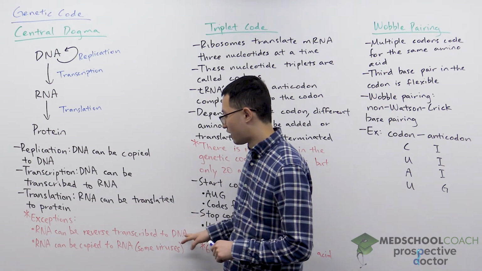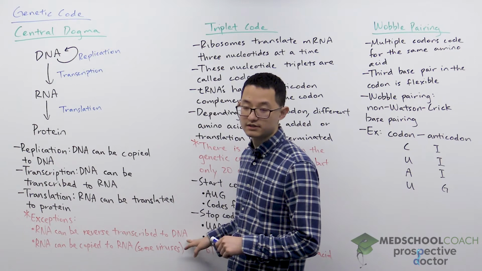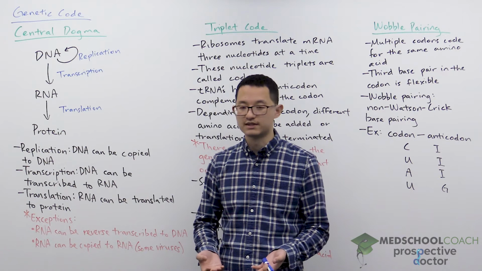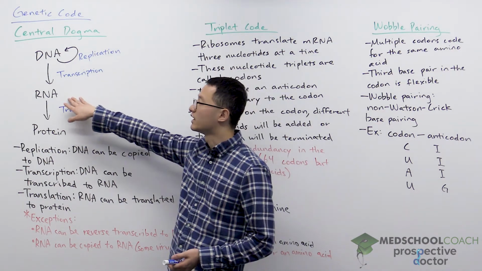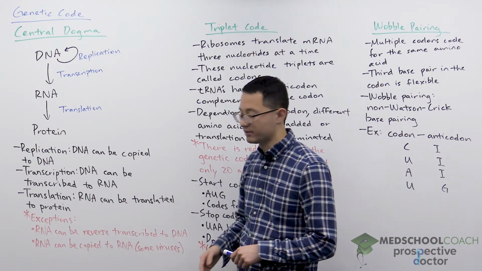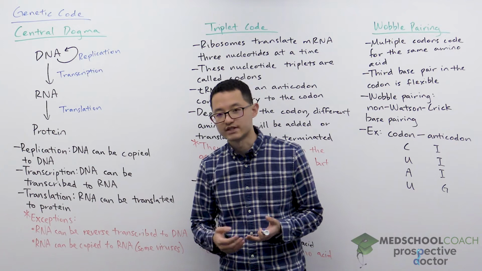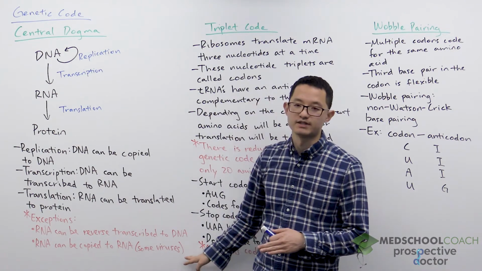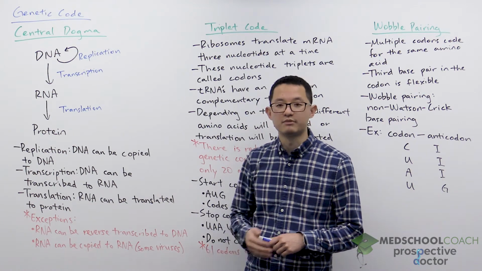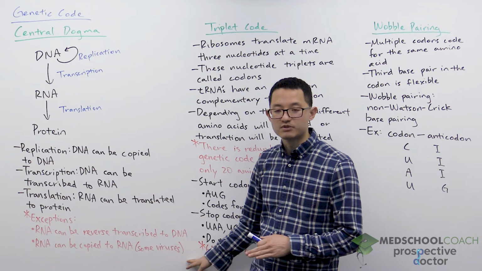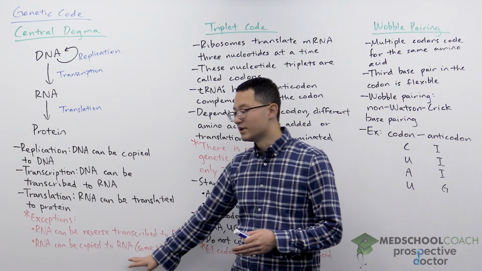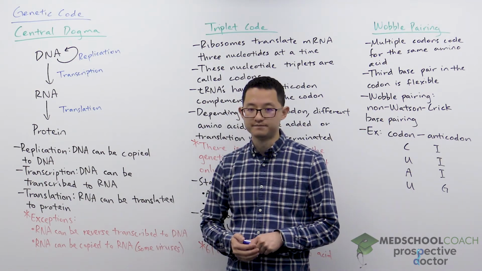The first is that RNA can be reverse transcribed to DNA. And of course, the famous enzyme for this is reverse transcriptase. So reverse transcriptase will turn RNA into DNA. The other exception is that RNA can be copied to RNA. Now, we can't do this as eukaryotes, but there are some viruses that are capable of this. So these viruses have an RNA-dependent RNA polymerase. So that means that these enzymes will use RNA as a template to produce RNA. So essentially making copies of RNA from RNA.